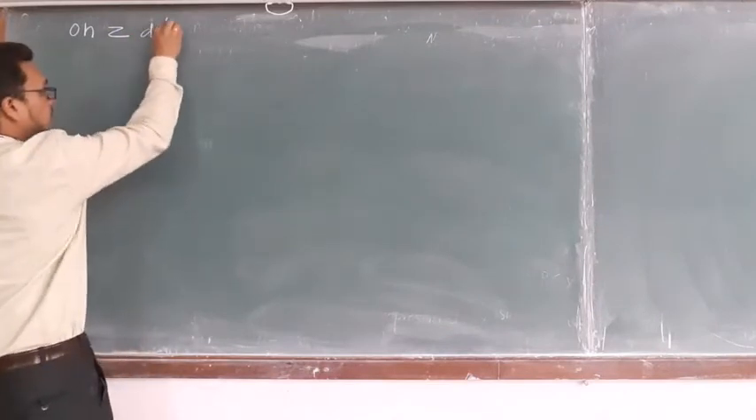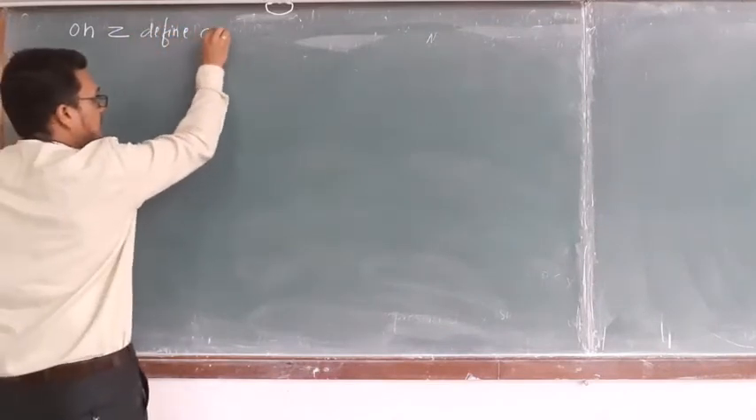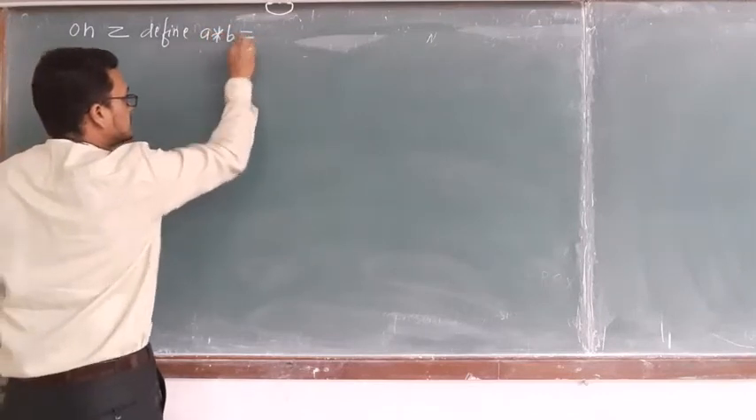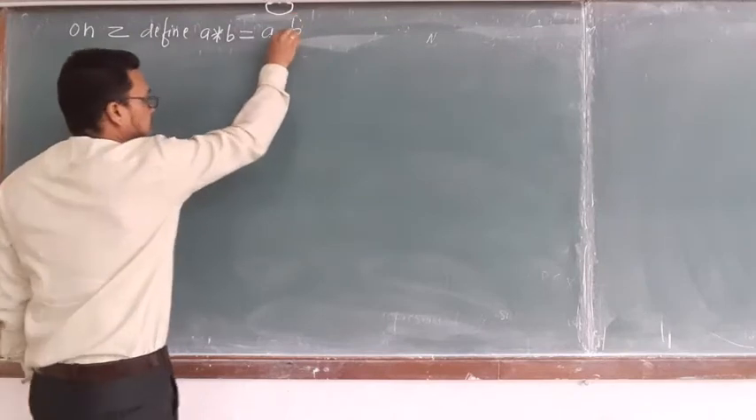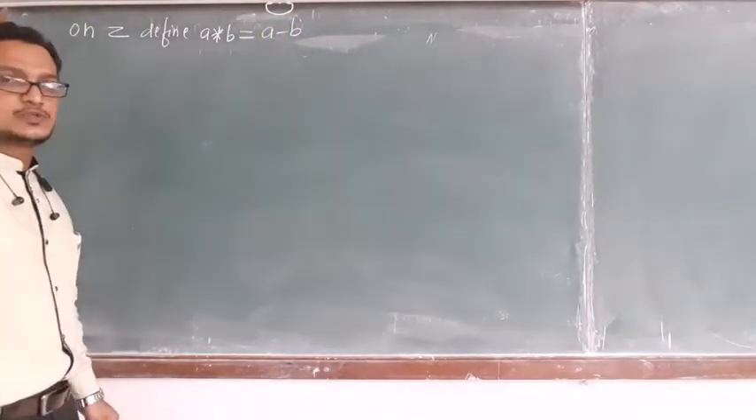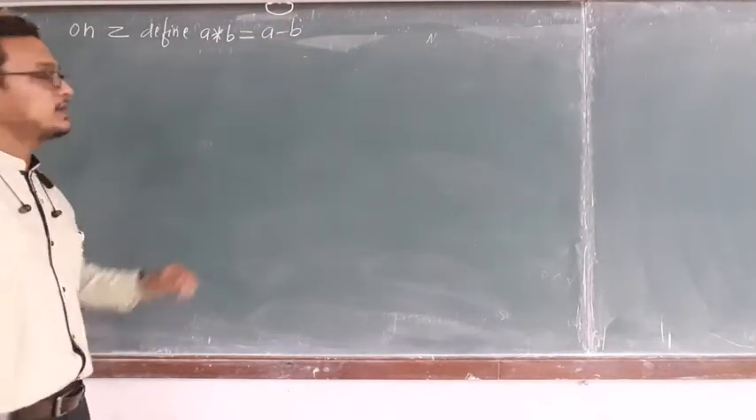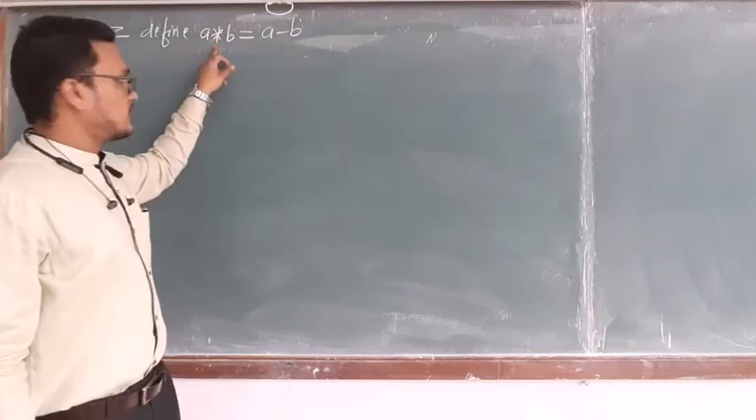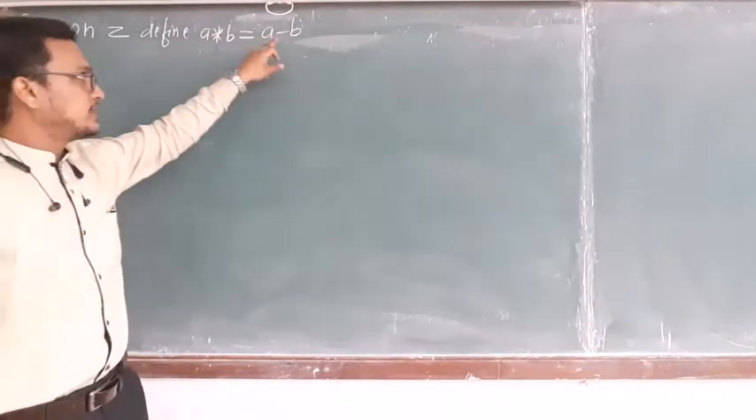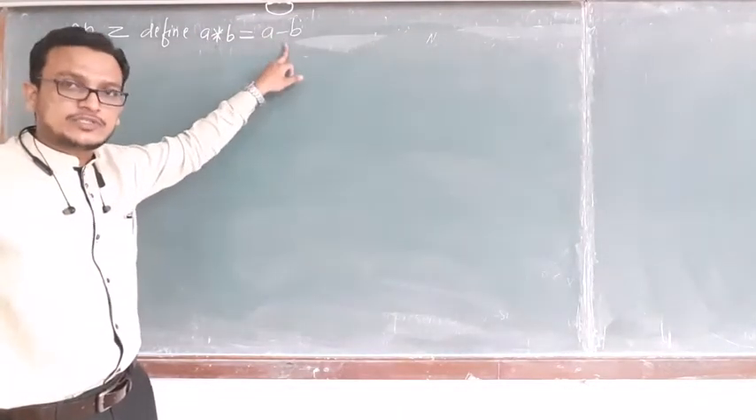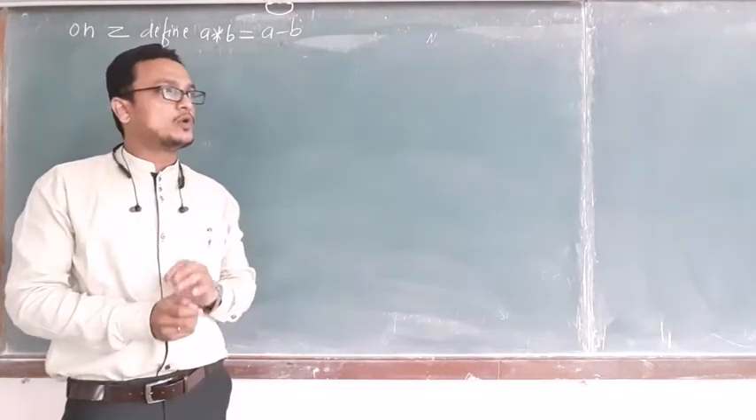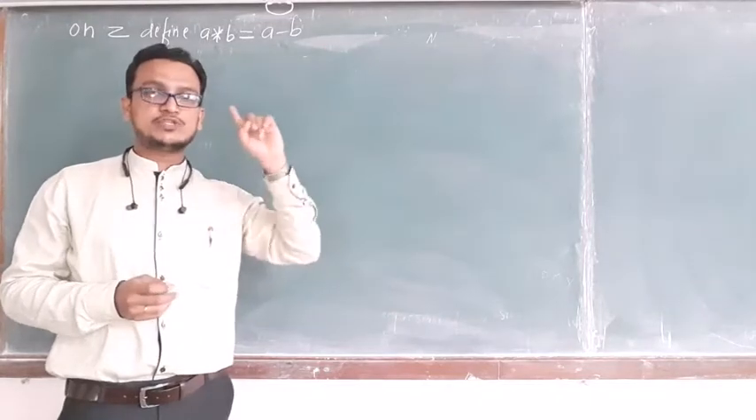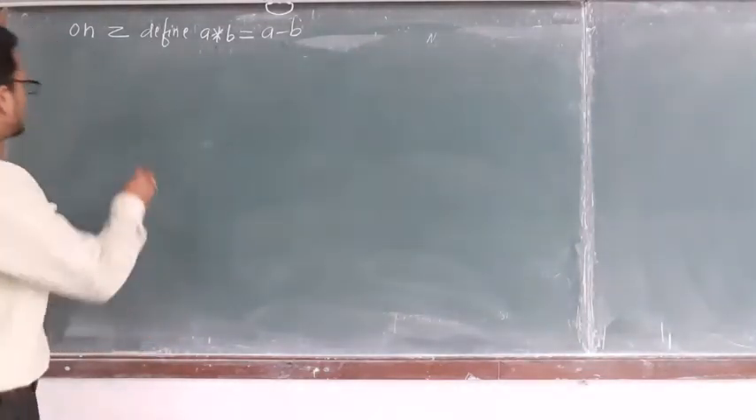Define a star b is equal to a minus b. Now for this binary operation, or this definition, we check whether it is commutative, associative, and whether the identity exists or not. So all three parts I am going to teach you in this one example itself.